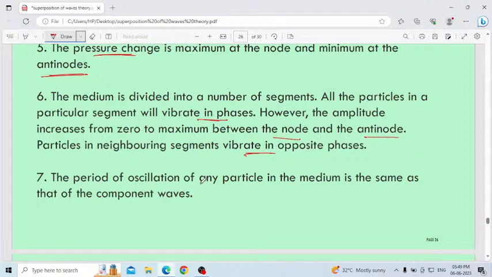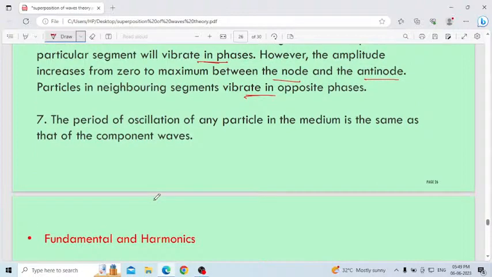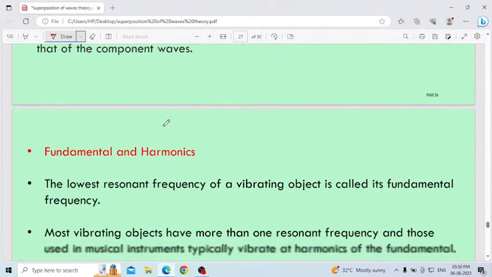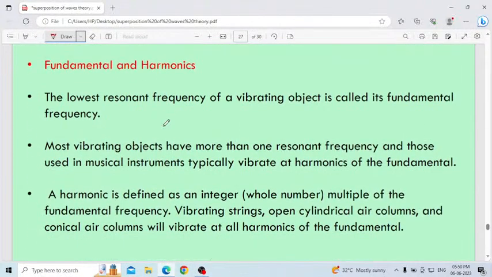The period of oscillation of any particle in the medium is the same as that of the component waves. The period of oscillation is the time taken to complete one oscillation. How much time it takes for any particle in a particular medium to oscillate once, that we consider the time period of a wave.